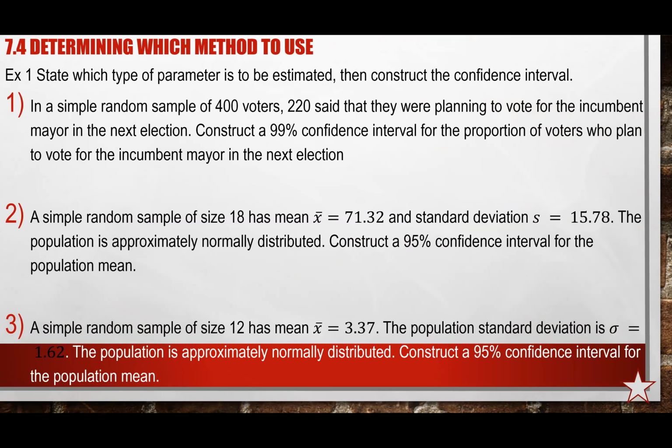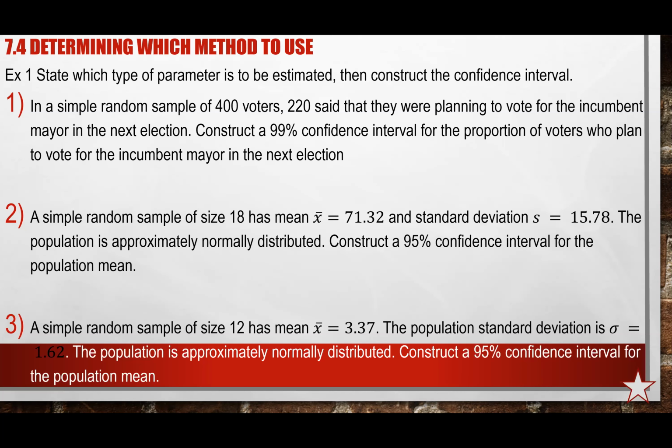We have a Z distribution, a Z critical value, and we use the Z interval feature in our calculator. We have a T distribution and a T interval, and then we have the one proportional Z, right? Those are your three options, right? And again, I purposely give you these three items, and this is your challenge. This is your goal, right?